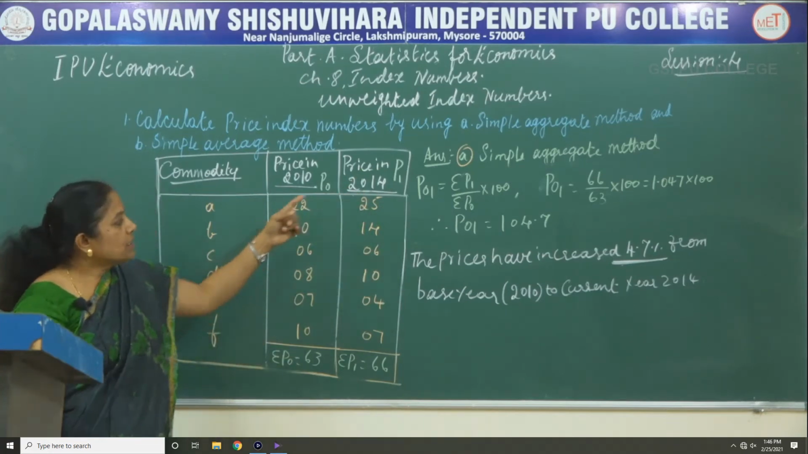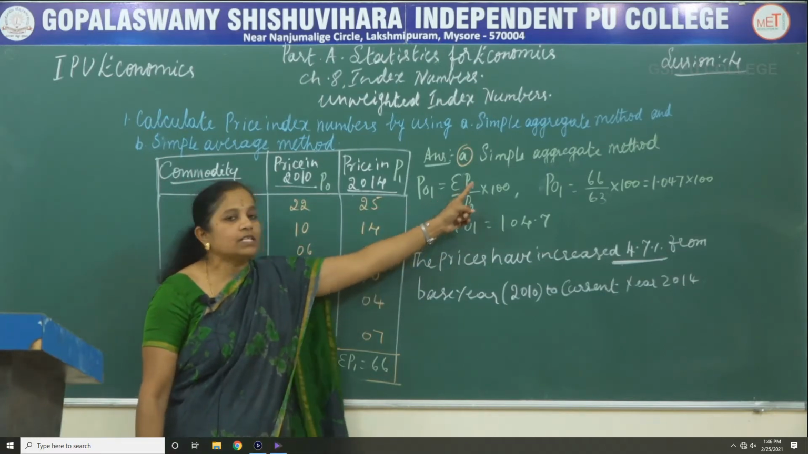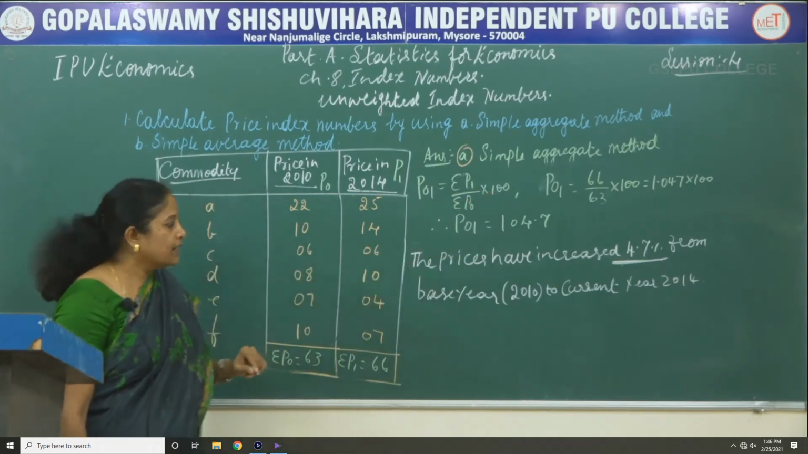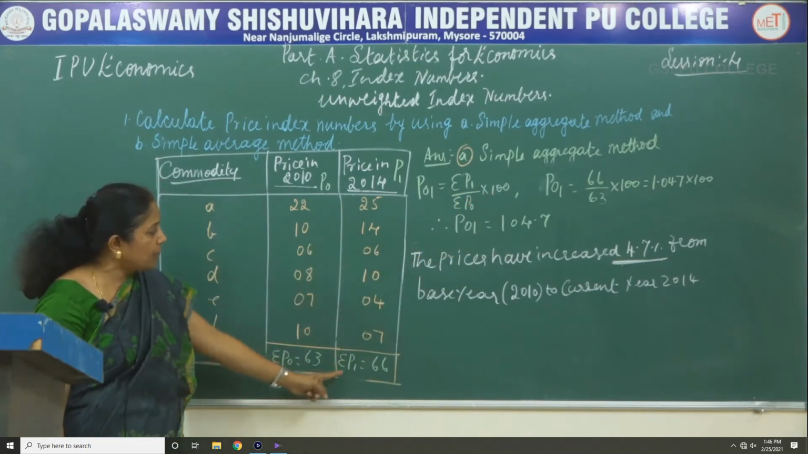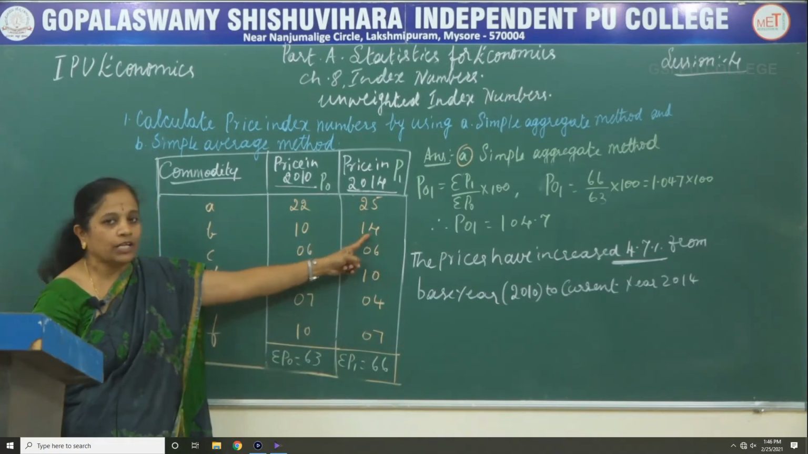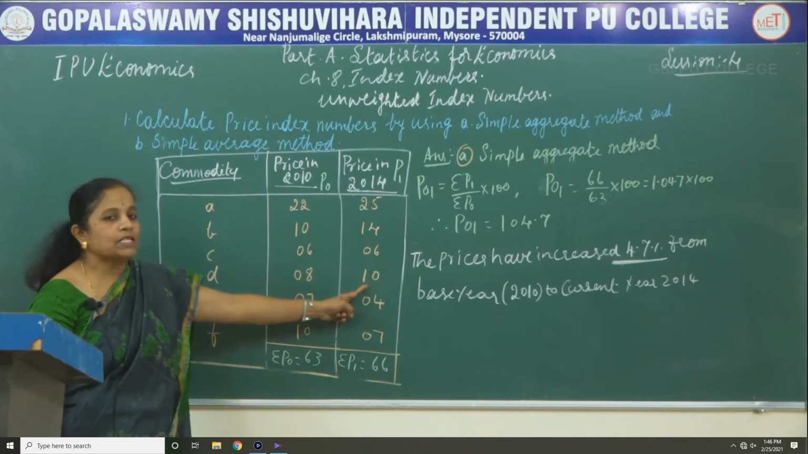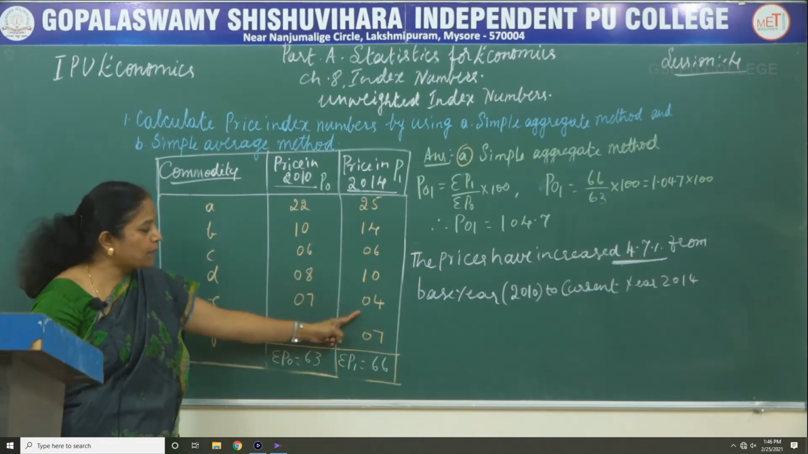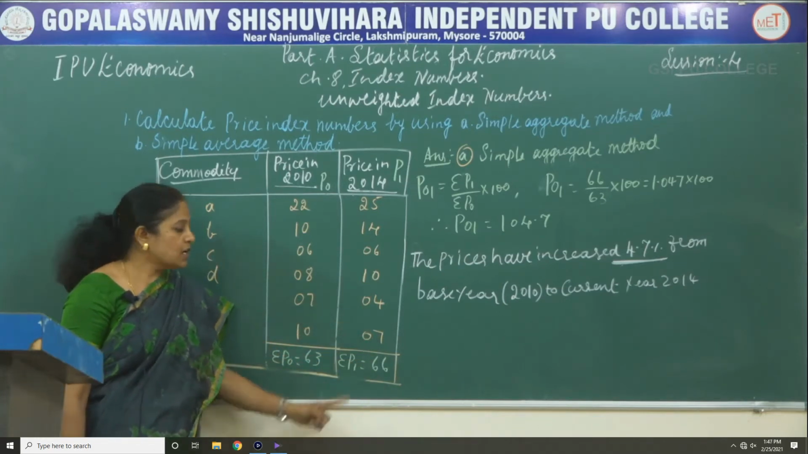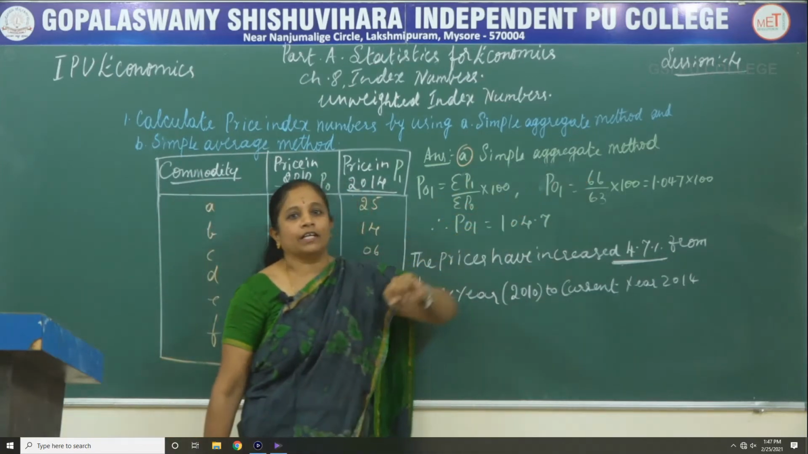So first, let us see the formula. In the formula they have said P01 equals sigma P1 divided by sigma P0 into 100. So to obtain sigma P1, we should add these. 25 plus 14 is 39, 39 plus 6 is 45, 45 plus 10 is 55, 55 plus 4 is 59, 59 plus 7 is 66. So sigma P1 is 66 that we have written here.